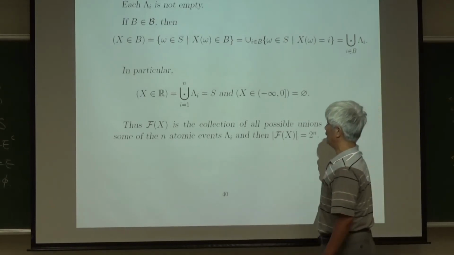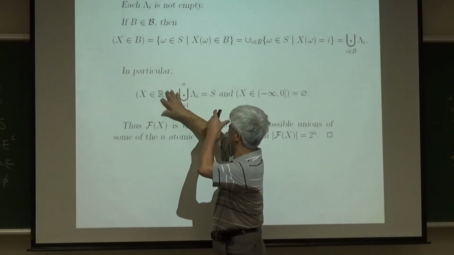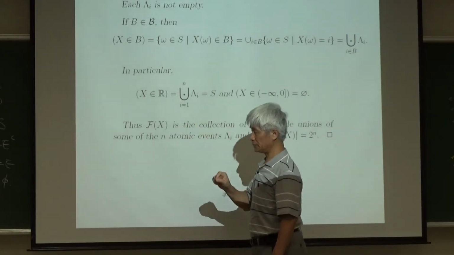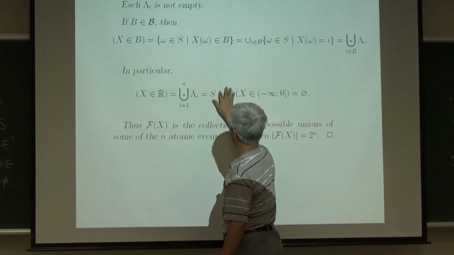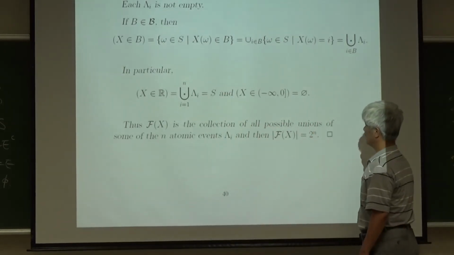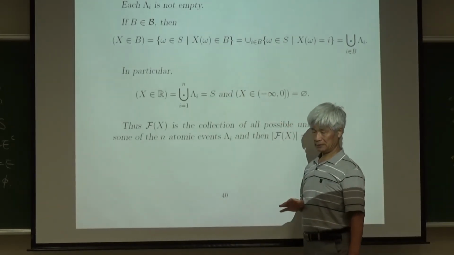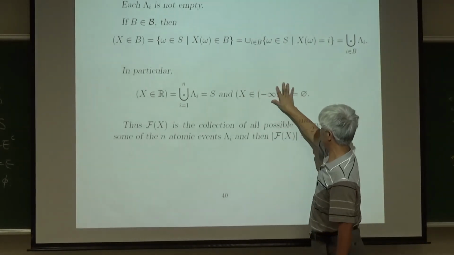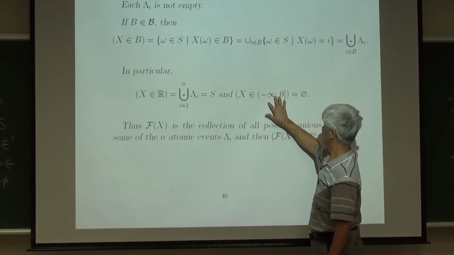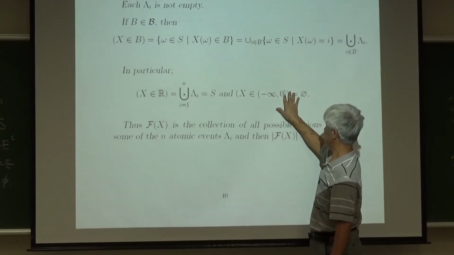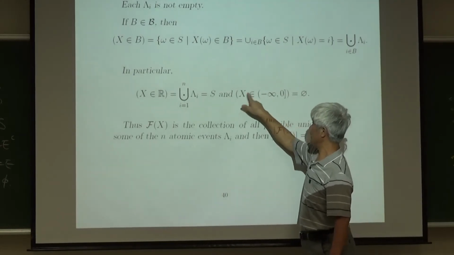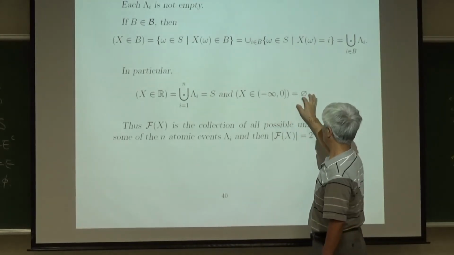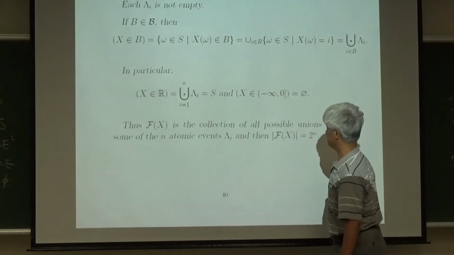For example, if P is R, and of course R contains the integers 1, 2, 3 up to n, then the disjoint union is the total event. And because x has no negative values, if P is the interval from negative infinity up to 0, then no value can be in this interval, so the event is the empty set.